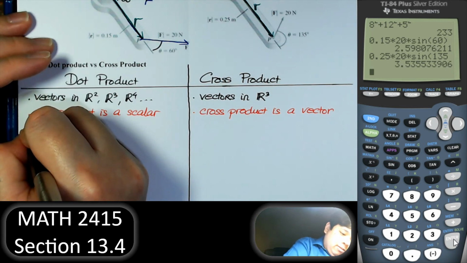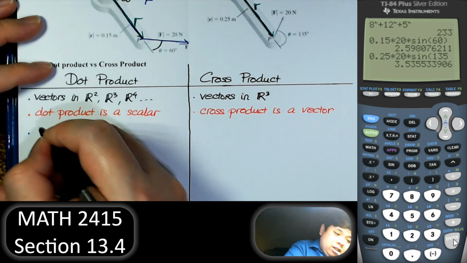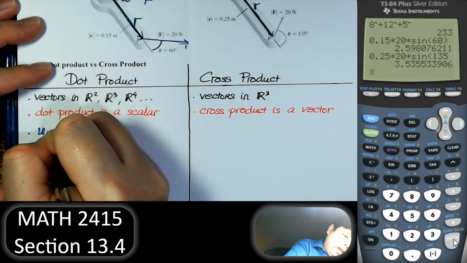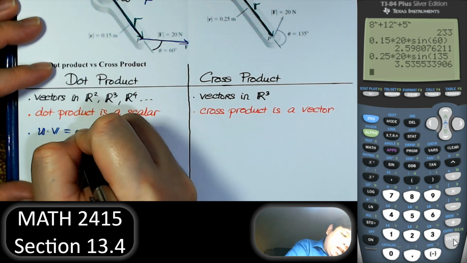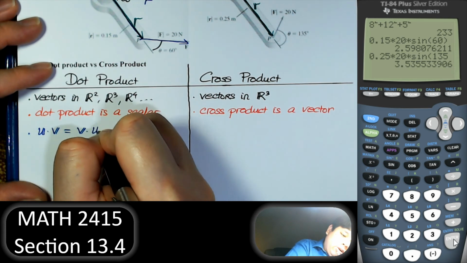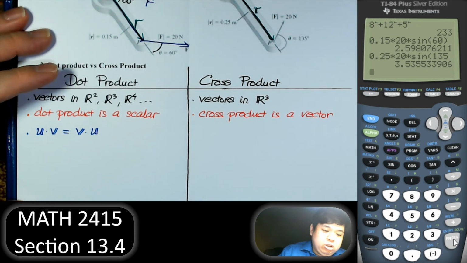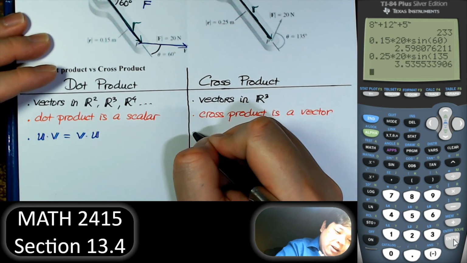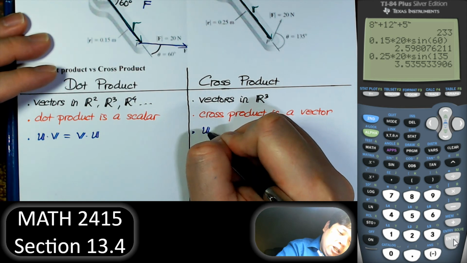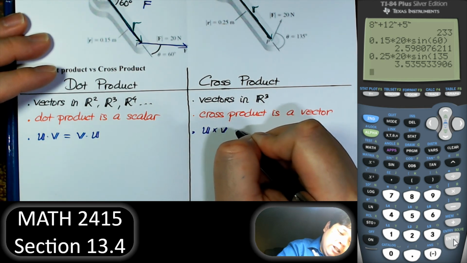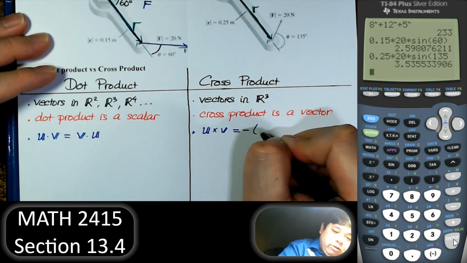What else? Dot product: U dot V is the same as V dot U. So they are commutative. Whereas for the cross product, U cross V is equal to the opposite of V cross U.